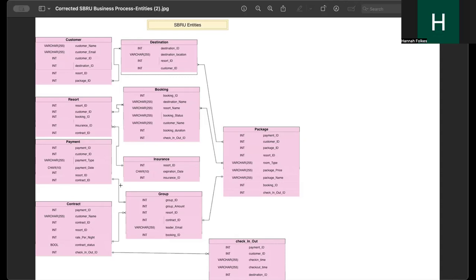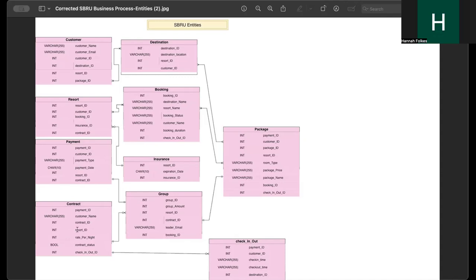Then we have the payment to group tables. The payment and group tables follow a one-to-one entity relationship, because for each group, only one person is responsible for submitting one final payment.